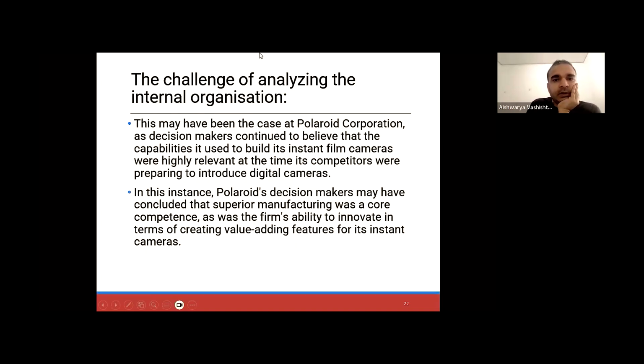So, what are the challenges of analyzing the internal organization? I already gave this example, the Polaroid Corporation, right? You might think that something is your core competency, but it could just be a capability and not a core competency. Like Polaroid, people thought that superior manufacturing was a core competence, but it was not.